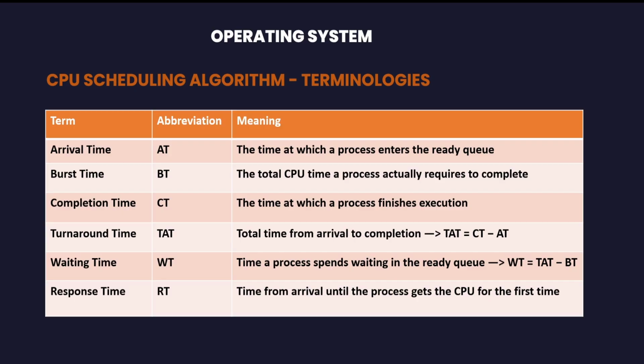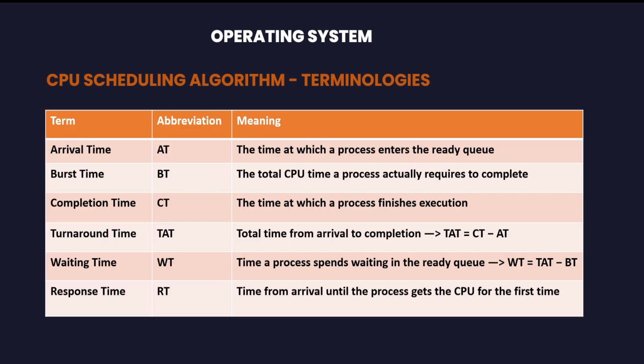CPU scheduling algorithm. A CPU can only run one process at a time. Therefore, the operating system needs a strategy to decide which process gets to use the CPU and for how long. These strategies are the different CPU scheduling algorithms.